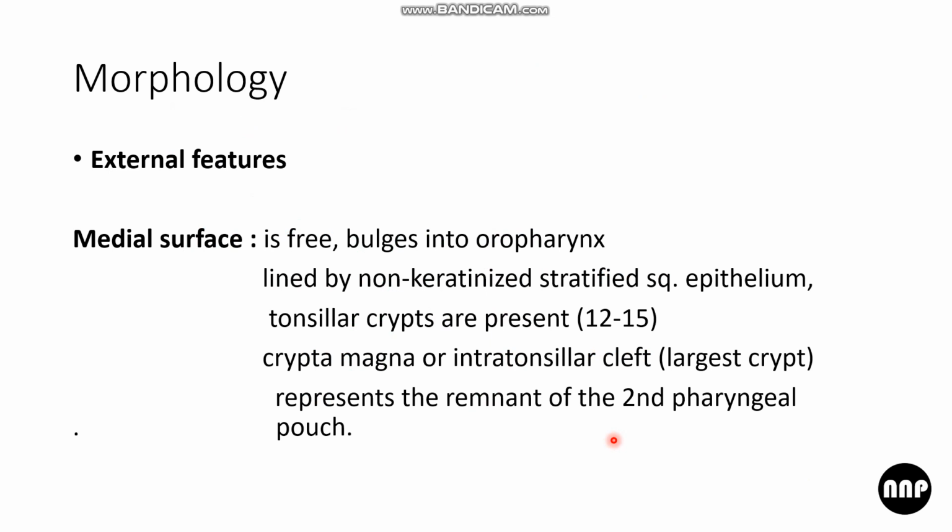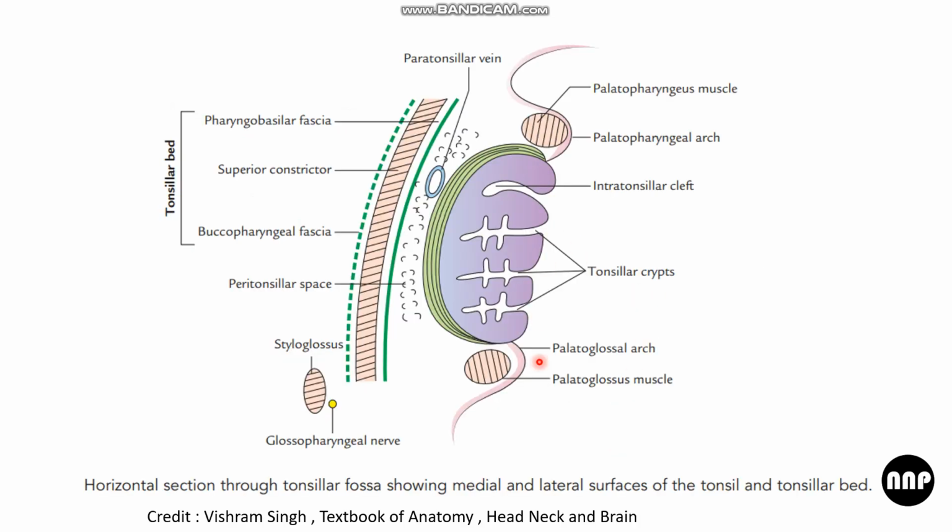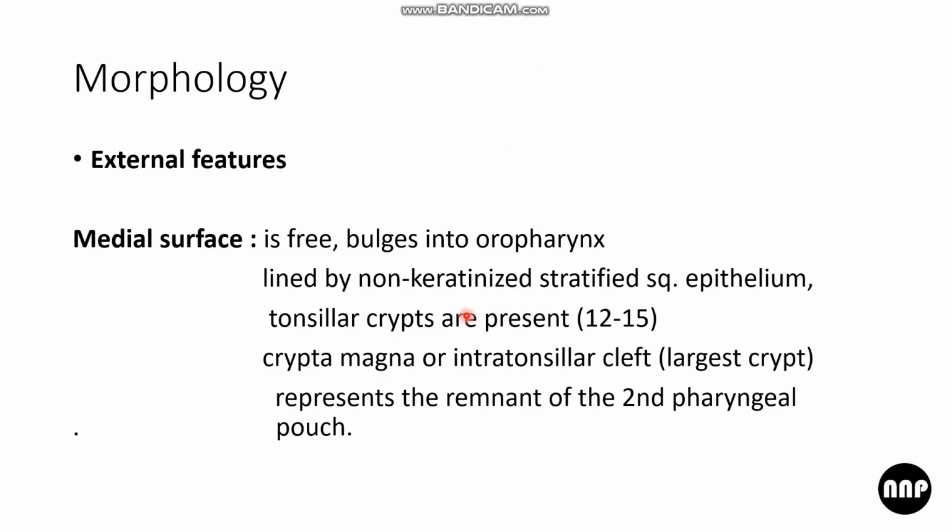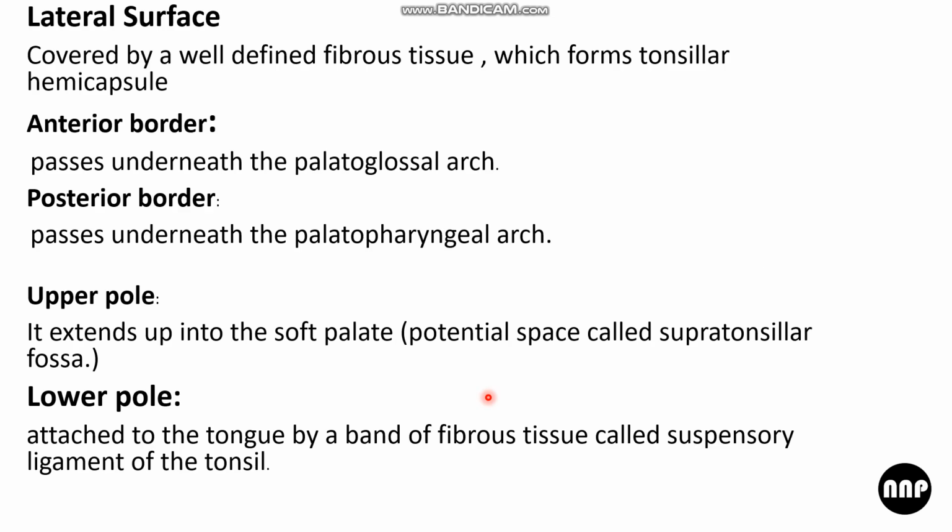Coming to the morphology, the medial surface is free and has crypts, and it is lined by non-keratinized stratified squamous epithelium. The largest crypt, as I said, is the crypta magna, and it represents the remnant of the second pharyngeal pouch, which you will read in embryology. The lateral surface is covered by a well-defined fibrous tissue which forms the tonsillar hemicapsule.